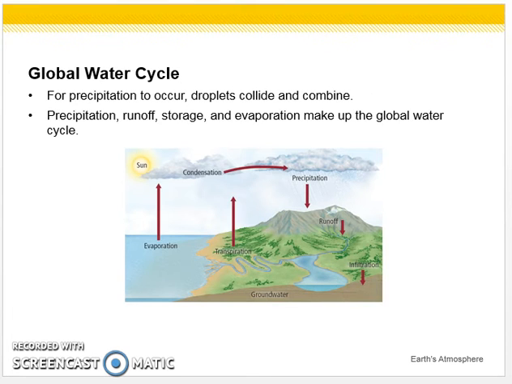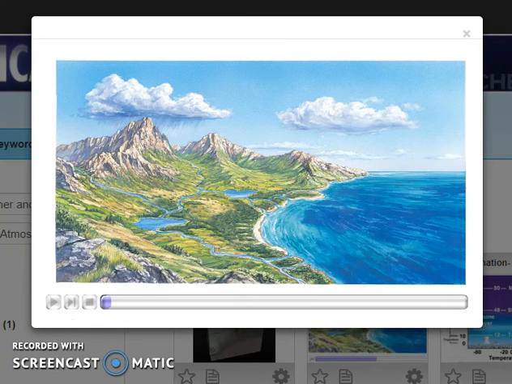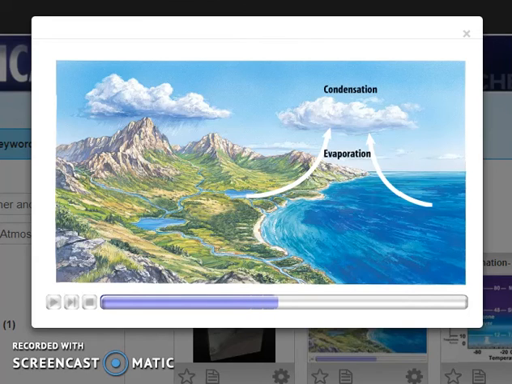For precipitation to occur, droplets collide and combine. Precipitation, runoff, storage, and evaporation make up the global water cycle. Energy from the sun causes water to change from a liquid to a gas by a process called evaporation. If water vapor in the atmosphere cools enough, it changes back into a liquid. This process of water vapor changing to a liquid is called condensation.